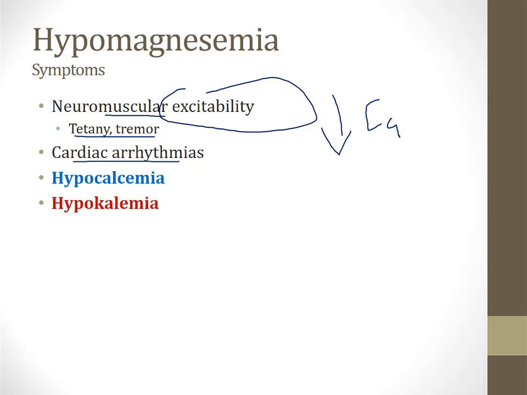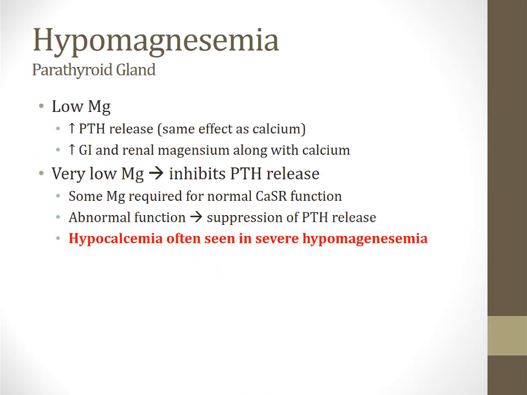But the two very high yield effects of hypomagnesemia that you always want to remember for board exams are hypocalcemia and hypokalemia. So let's talk about how low magnesium leads to these two problems now. The effect of a low magnesium level on the parathyroid gland depends on whether the level is a little bit low or very low. If there is a slight reduction in the serum magnesium level, this can stimulate parathyroid hormone release, just like hypocalcemia does.